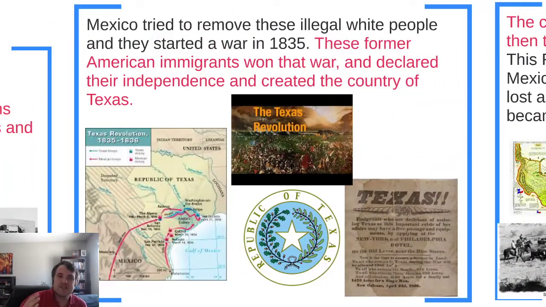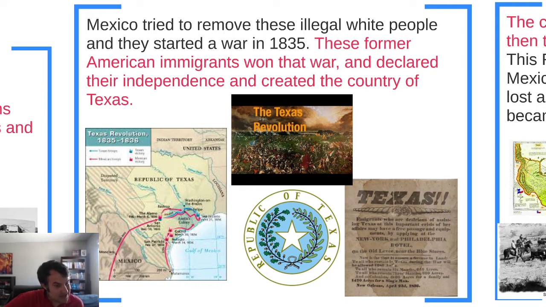Well, Mexico eventually got so frustrated that these American illegal immigrants weren't following their rules, they sent in the military to kick them out forcibly. But if you know another thing about Americans, we love guns. So a lot of these American immigrants brought their guns with them, and they fought a war that is now known today as the Texas Revolution, where it was all these American illegal immigrants fighting against the Mexican military. And amazingly enough, the Mexican military lost the war, and Texas became an independent country.